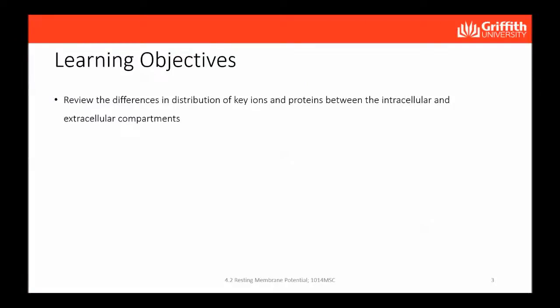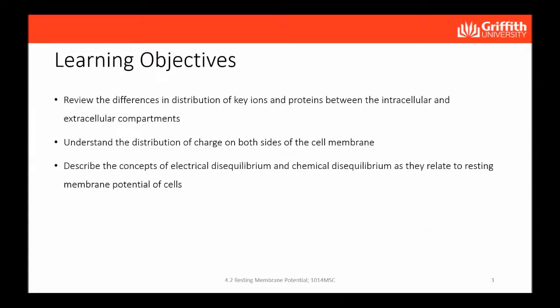The learning objectives for this topic are to review the differences in the distribution of key ions and proteins between the intracellular and the extracellular compartments, to understand the distribution of charge on both sides of the cell membrane, and to describe the concepts of electrical disequilibrium and chemical disequilibrium as they relate to the resting membrane potential of cells.